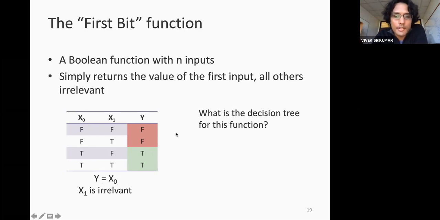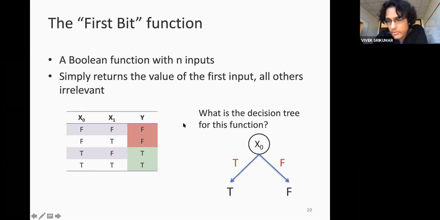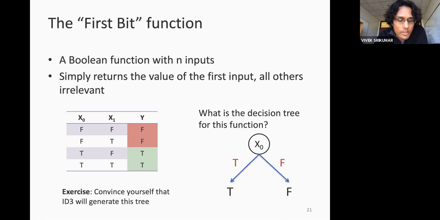It's easy to draw the decision tree for this function. It's essentially a tree that looks like this. You look at the first feature. If x0 is true, you say true. If x0 is false, you say false, and all other features are ignored. Now, as an exercise, here's another place where you can give the ID3 algorithm a test run. The ID3 algorithm should generate exactly this tree. So convince yourself of this. This is a small data set where you can work out the details of the ID3 algorithm.